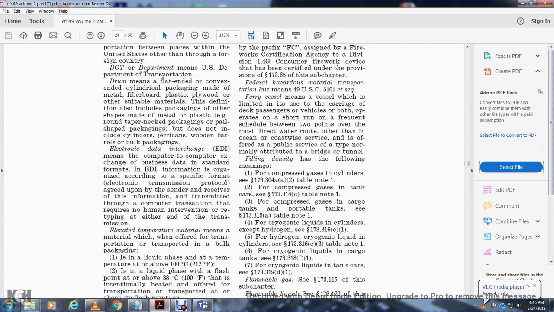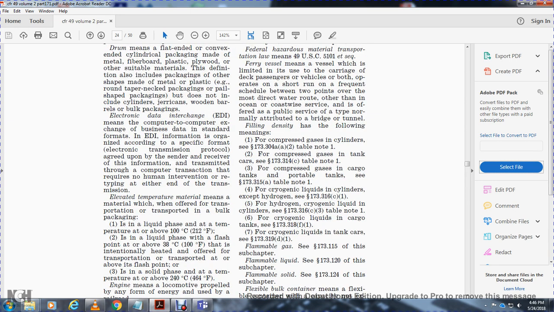For the hydrogenic cylinder, cryogenic liquid and the cylinders, 173.316C. Table 1, the cryogenic liquid and cargo tanks, 173.318F1. For cryogenic liquid and tank, for the 173.319D1 flammable gas, 173.115 over the subchapter, flammable liquid, 173.120 over the subchapter.